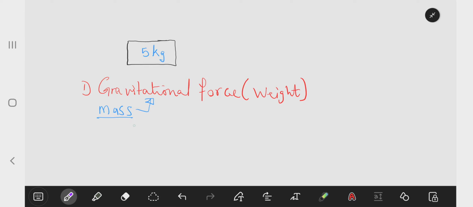So in terms of a formula, it's your gravitational force, which is equal to your mass that we are given. In this case, your mass is 5 kg, multiplied by your gravitational acceleration. So your gravitational acceleration, which is a constant, is 9.8 meters per second squared. So this is how you quantify your gravitational force. This is your formula for calculating your gravitational force.